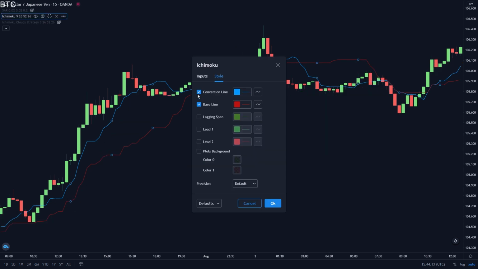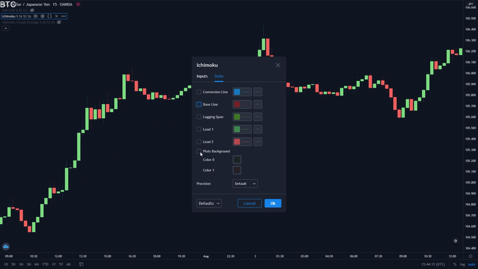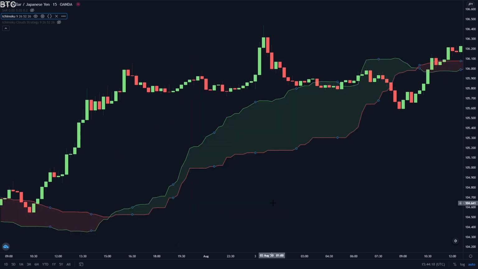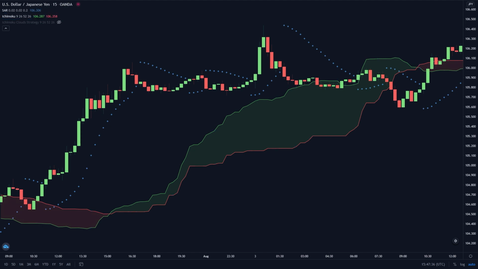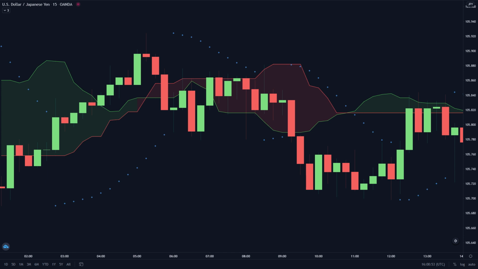So instead, I am actually going to remove the baseline and the conversion lines and replace them with a Parabolic SAR. So now, we only have the Kumo cloud and the Parabolic SAR. Utilizing the combination of the Parabolic SAR and the Ichimoku cloud is very simple.